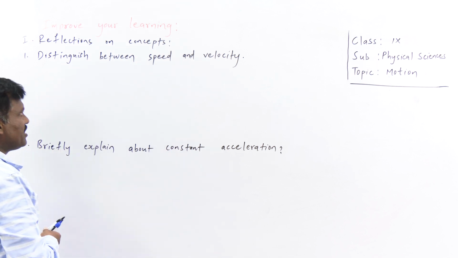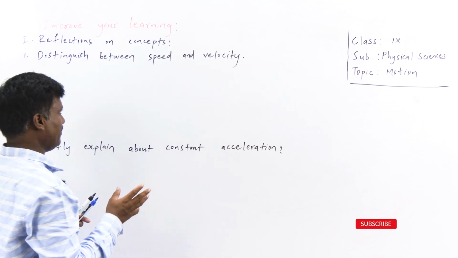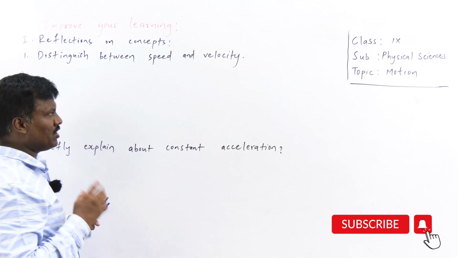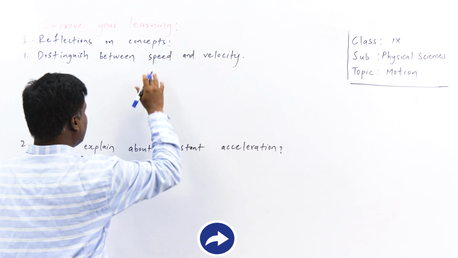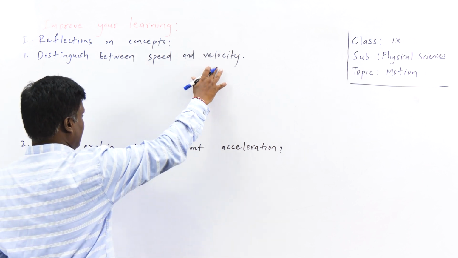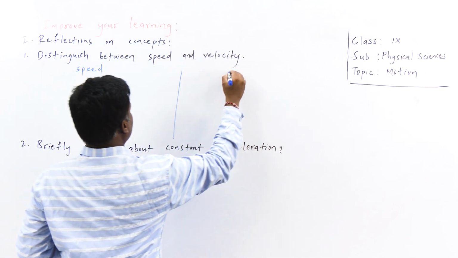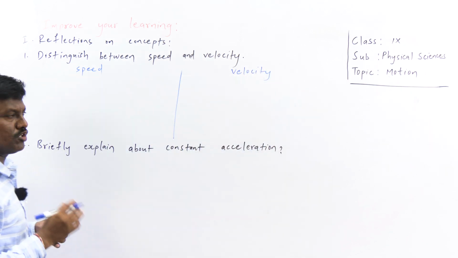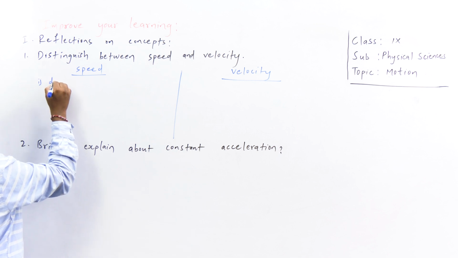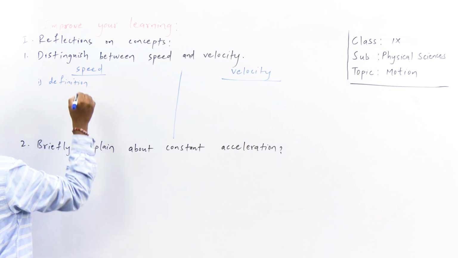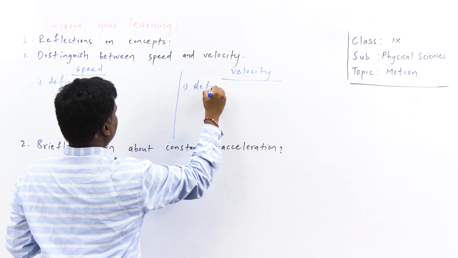So, distinguish between speed and velocity. How do you find which is speed and which is velocity? The major difference between speed and velocity: speed is a scalar quantity, velocity is a vector quantity. How do you write the answer in the exam? Speed, velocity, you have to write this way. Next, the first point, you have to write the definition of speed, and the same for the definition of velocity.